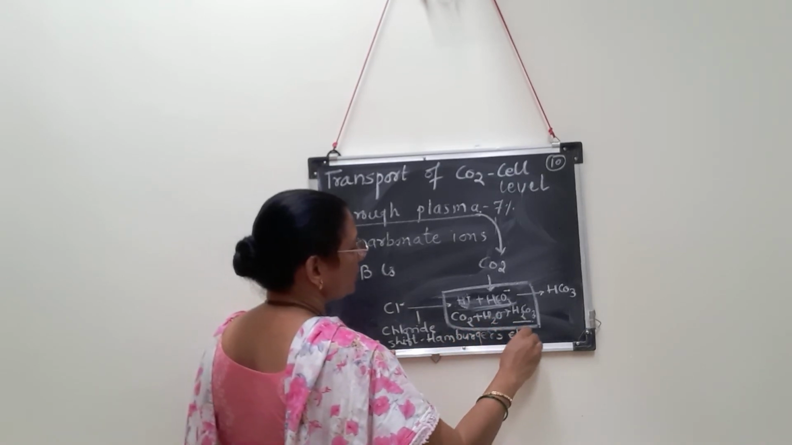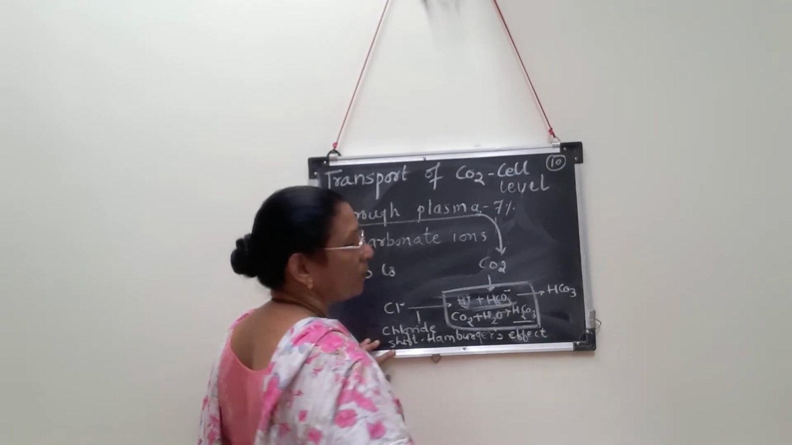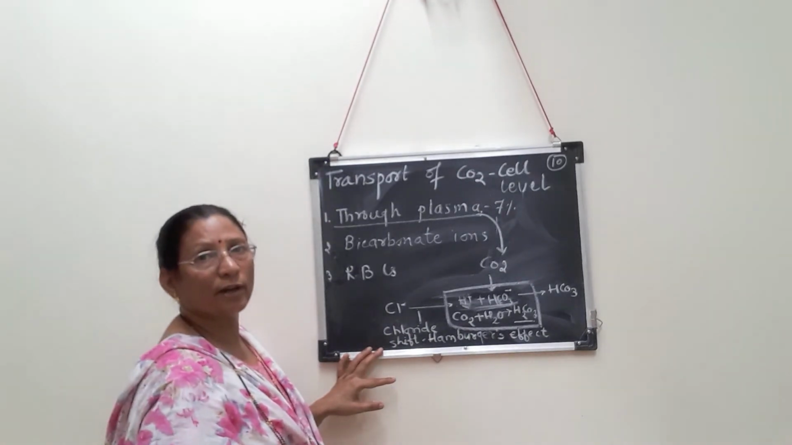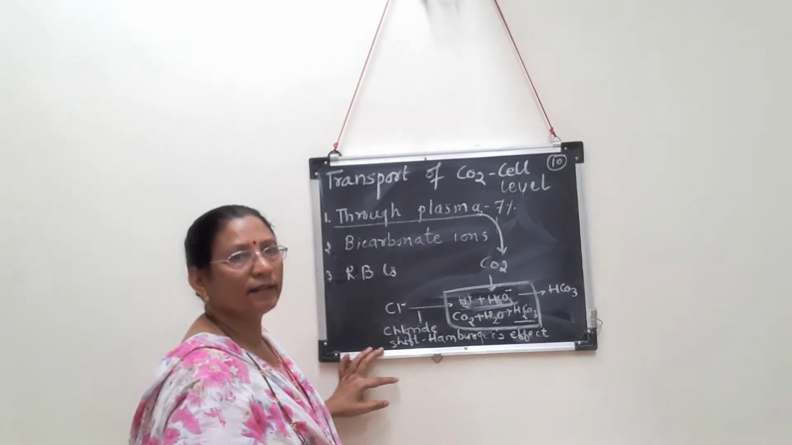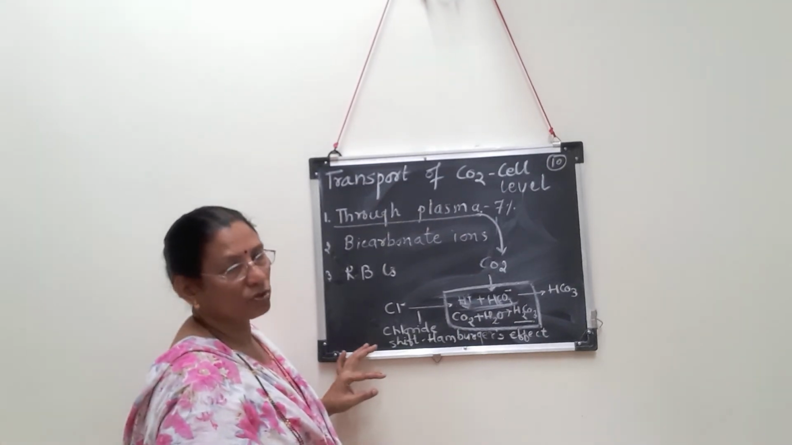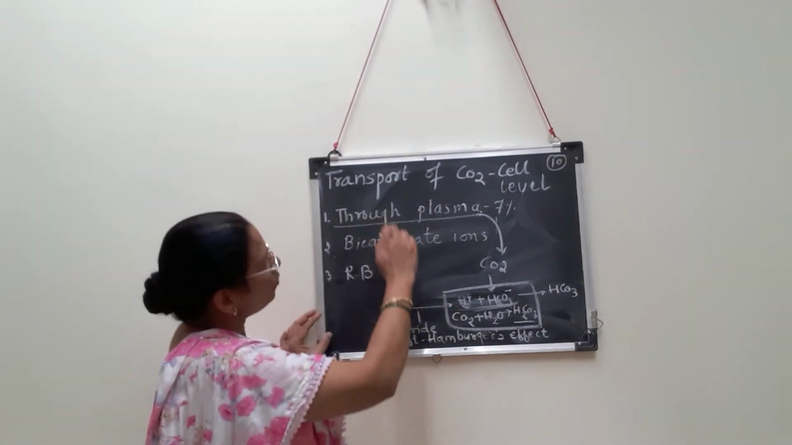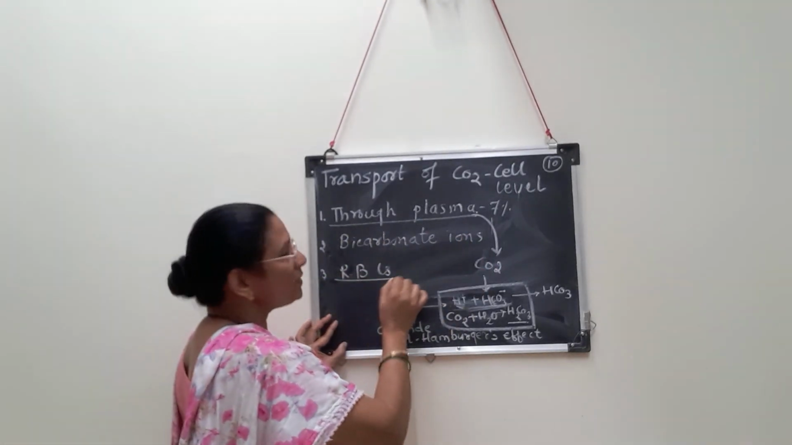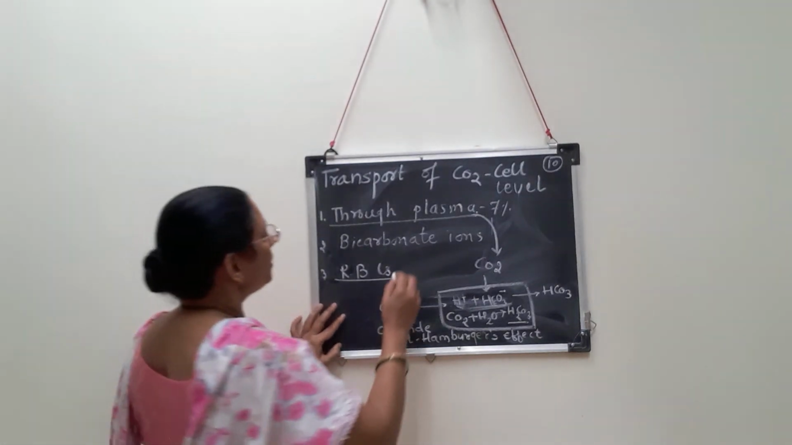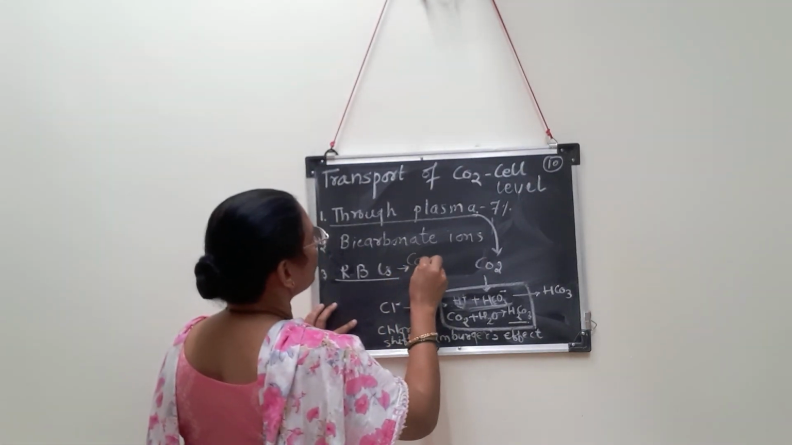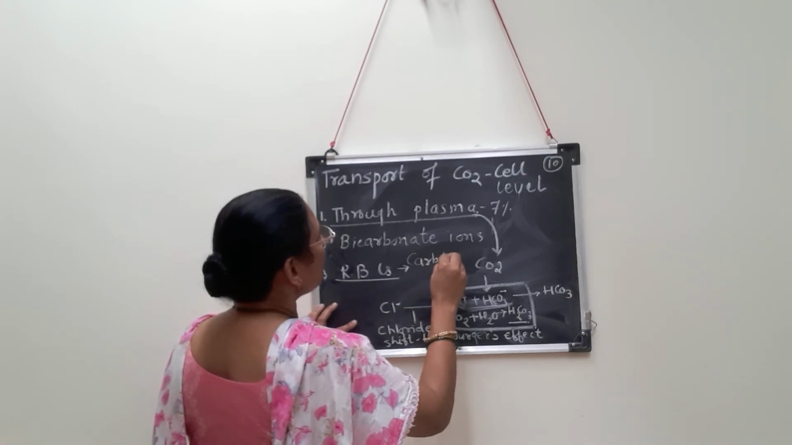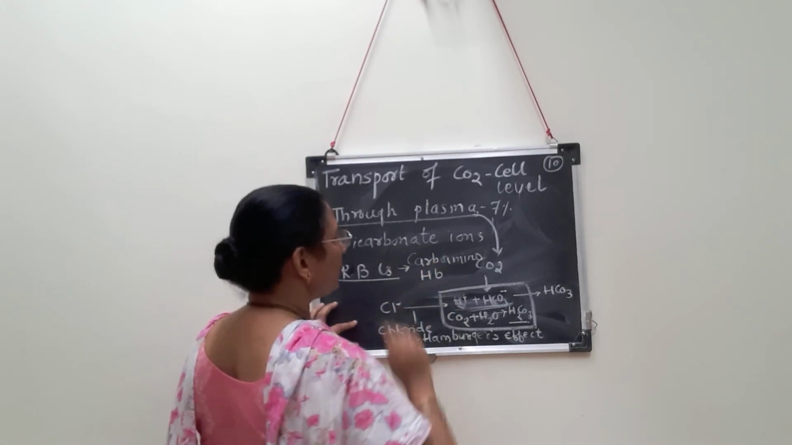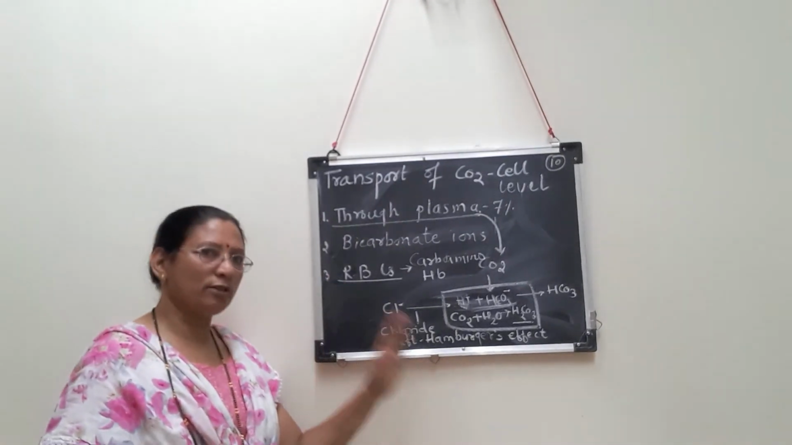So this is the first effect in the case of transport of carbon dioxide, chloride shift or Hamburger's effect. Before, we studied two effects, Bohr's effect and Haldane effect. So these are two ways we have studied, through plasma and through bicarbonate ions. And through RBCs this carbon dioxide can be transported. Simply, it forms carbaminohemoglobin. So by formation of carbaminohemoglobin, this carbon dioxide can also be transported from cells to the lungs.